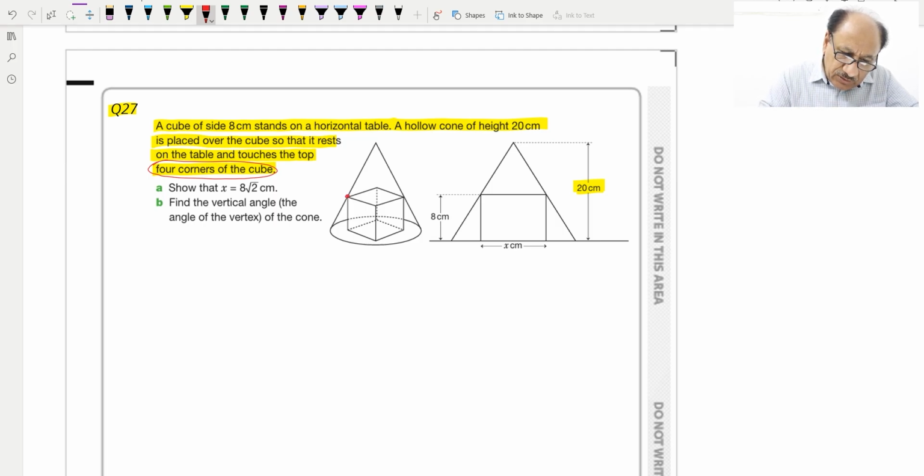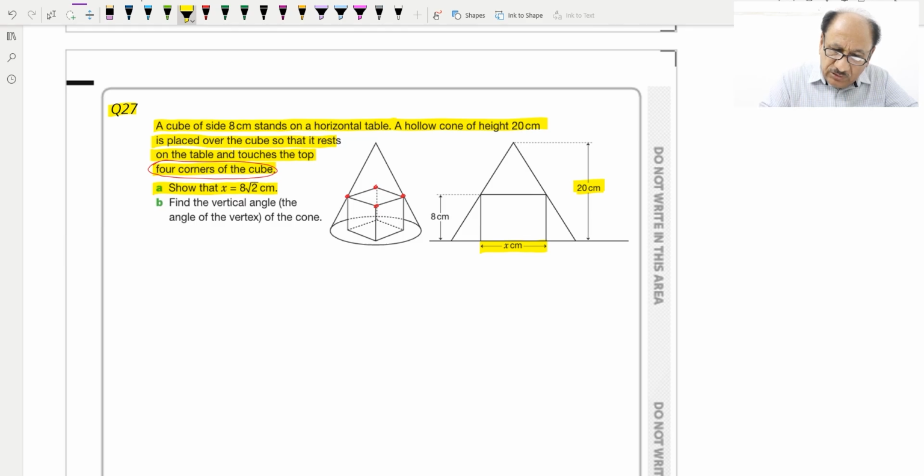So this corner is touching, this corner is touching, this corner is touching, and this corner is also touching the cube. So first part A, we have to show that x is equal to 8 under root 2 centimeter. And what is x? X is this one. Now the part you need to focus and understand is what is this x.